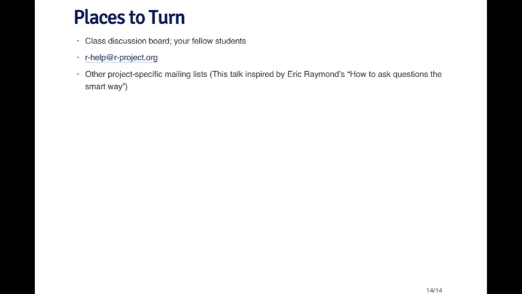So a couple places to turn for this course. First of all, the class discussion board I think will be the most useful because your fellow students can help you out there, and I can respond to you on the discussion board. Outside of class, there's the R-help mailing list, which I just described. You can post to this mailing list and it's useful to, of course, follow all the rules that we talked about just now. And depending on what other projects you might be working on, there are other project-specific mailing lists for other types of software.